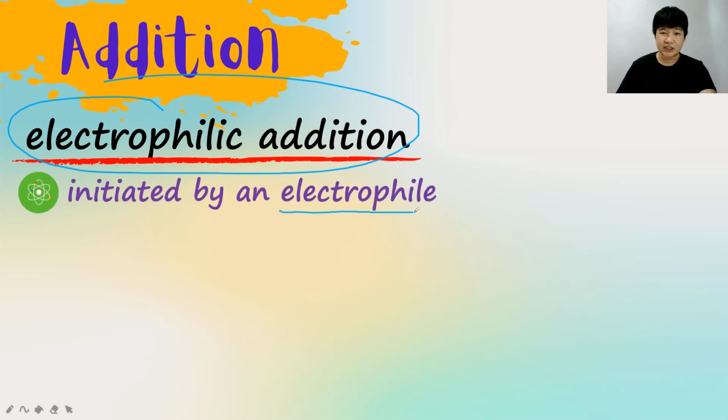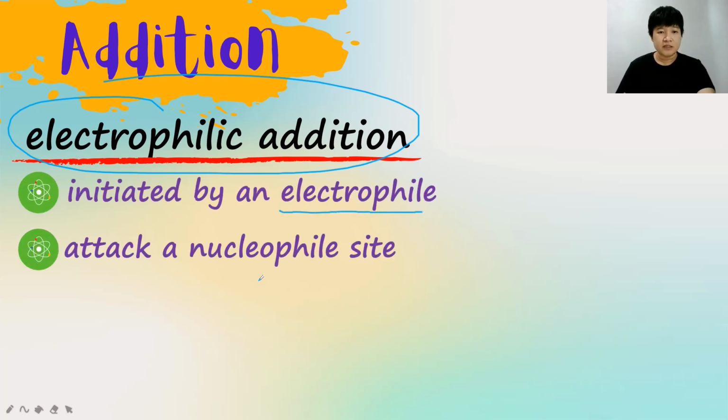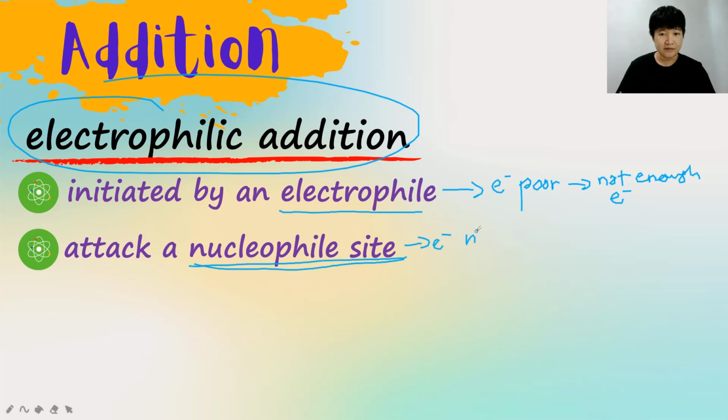It must be initiated by an electrophile. It will attack a nucleophilic site because your electrophile is electron poor. Electron poor means not enough electrons. So when you don't have enough electrons, you will always need to attack an electron-rich site. Okay, that is the rule. When you are positive, you always attack negative. When you are negative, you always attack positive.